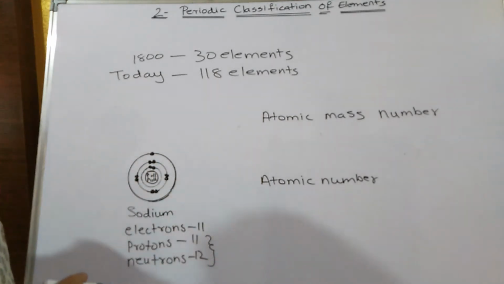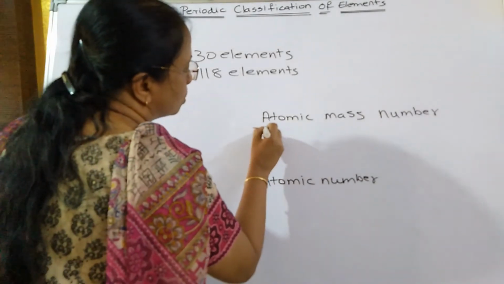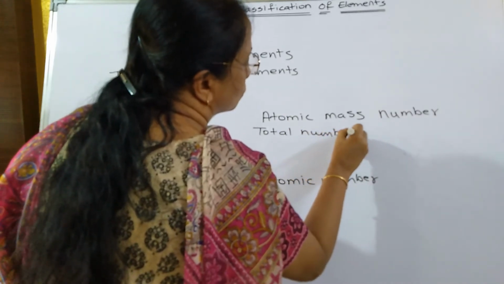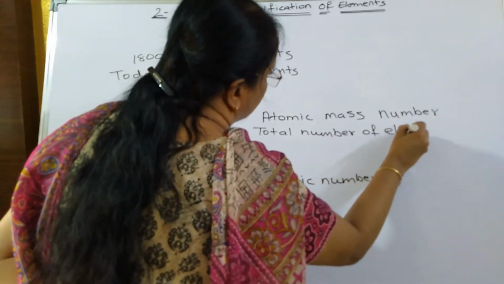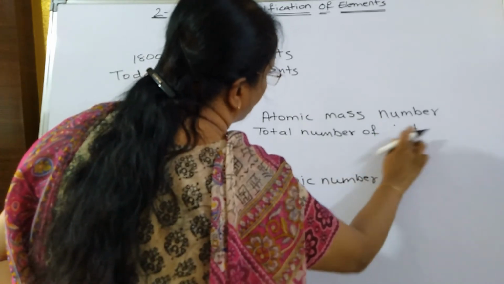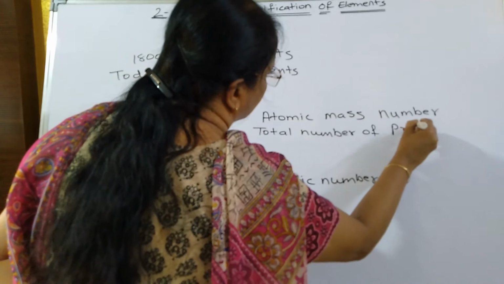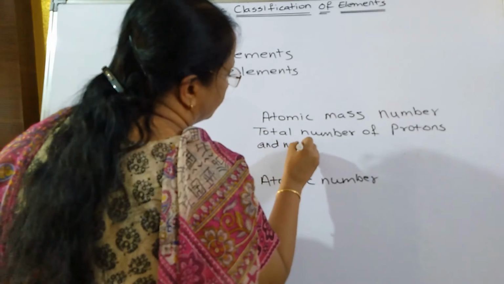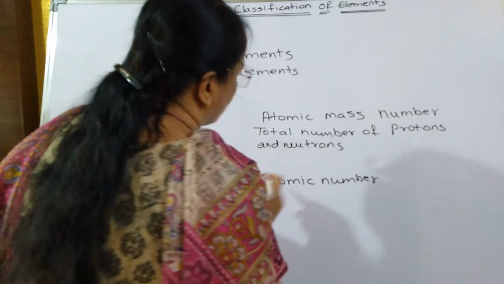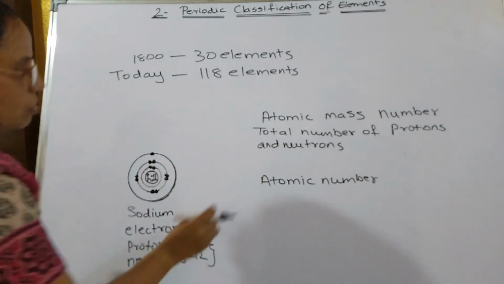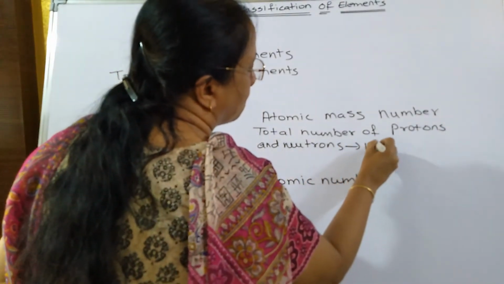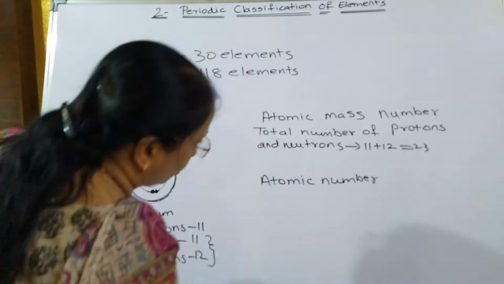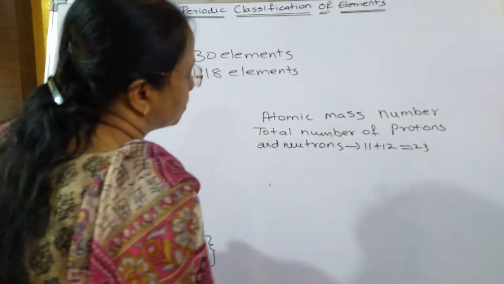Now what is atomic mass number? Atomic mass number is the total number of protons and neutrons. So over here it will be how much? 11 plus 12. That's equal to how much? 23.